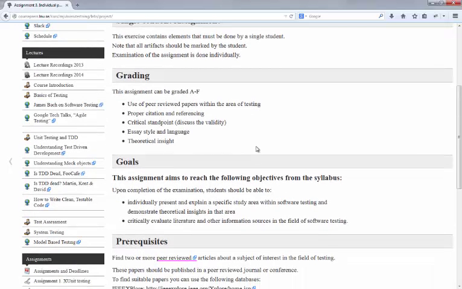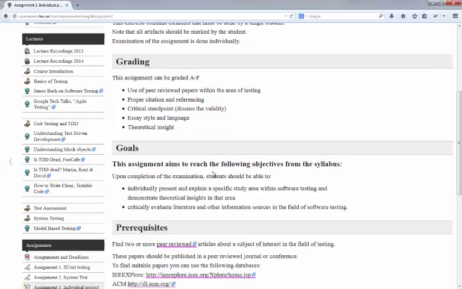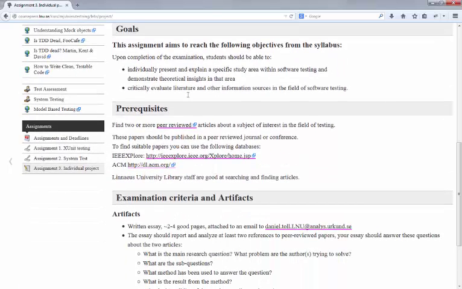But the assignment is like this. First, it's a single student assignment, and you should do it individually. You're allowed to read and give feedback to each other, but it's not a part of the grading here. You should individually present and explain a specific study area within software testing and demonstrate theoretical insights in that area. So you need to read up on something. You need to find some area and focus on that one. You need to critically evaluate literature and other information sources in the field of testing.